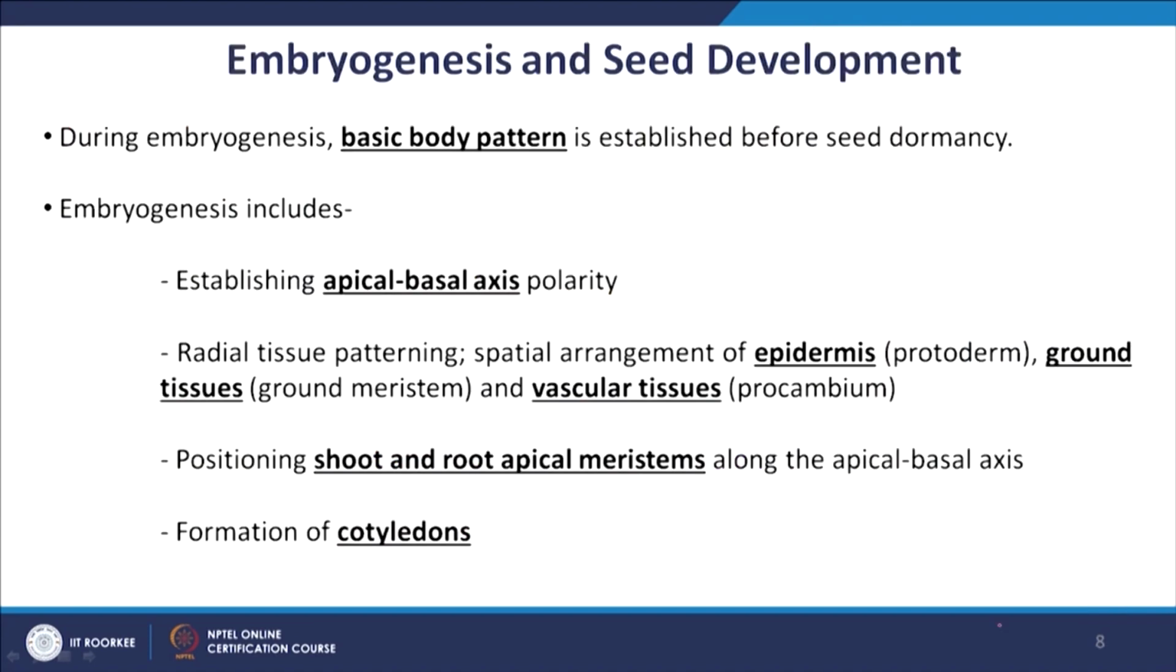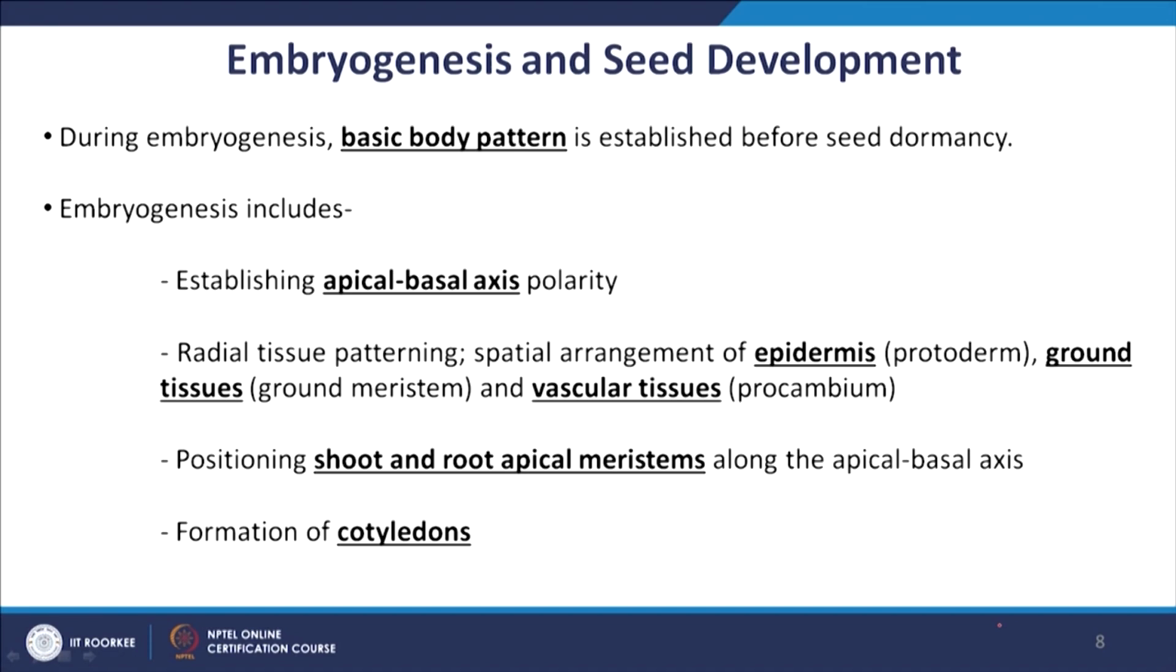So, if you look at the embryogenesis and seed development process, during embryogenesis the basic body pattern is established before the seed dormancy. Overall, throughout the embryogenesis process, four major things are happening. Number one, the apical basal axis polarity is established.